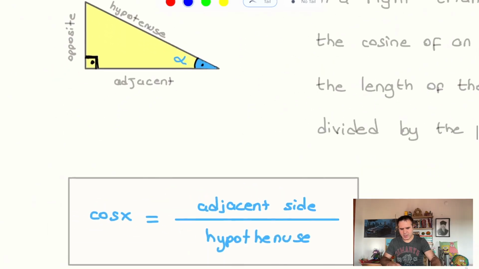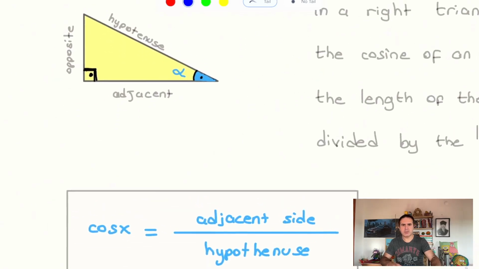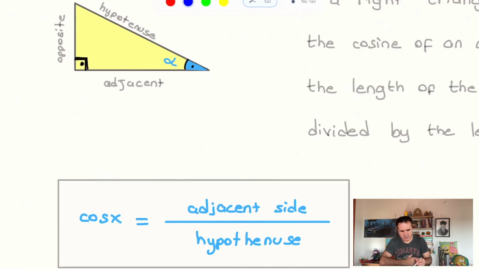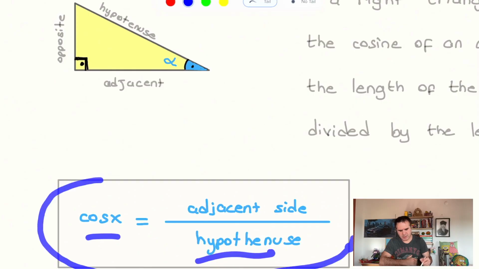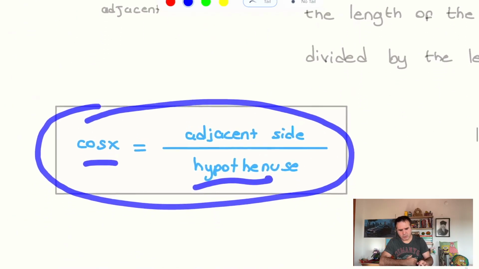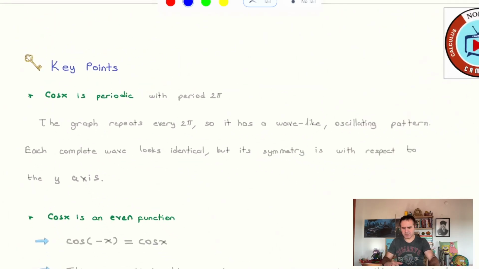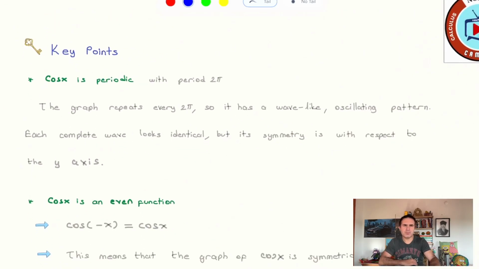And in a right triangle, the cosine of an angle is defined as the length of the side adjacent to the angle over the hypotenuse. So cosine x is here, adjacent side over hypotenuse. Key points for cosine alpha: cosine x is a periodic function and its period is 2 pi.